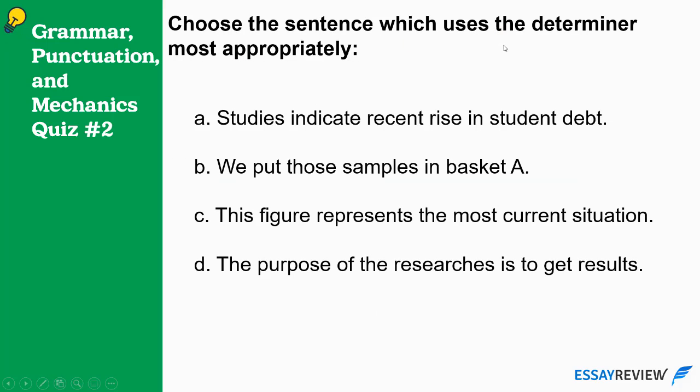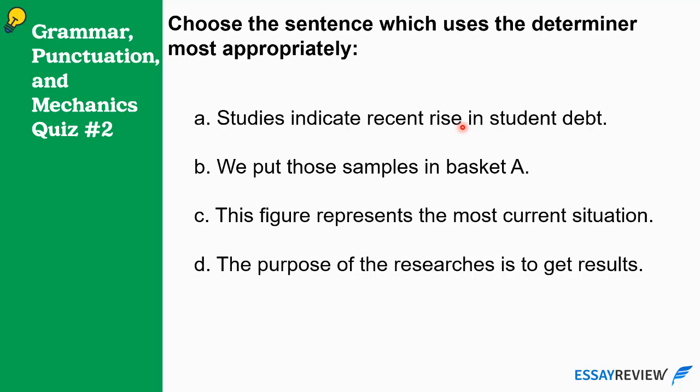Okay, choose the sentence which uses the determiner most appropriately. Studies indicate recent rise in student debt. We put those samples in basket A. This figure represents the most current situation, or the purpose of the research is to get results. Why do you think D? There's a major flaw in D, major problem, which is very common, by the way. If you make this mistake yourself, D is not correct because research is never pluralized.